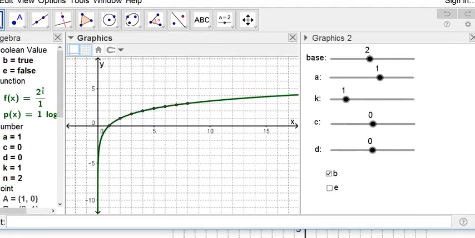what the graph of a log looks like. So you can see that this has a base of 2. So this is log base 2, and that's with no transformations. You can see the a value 1, k value 1, c value 0, d value 0.